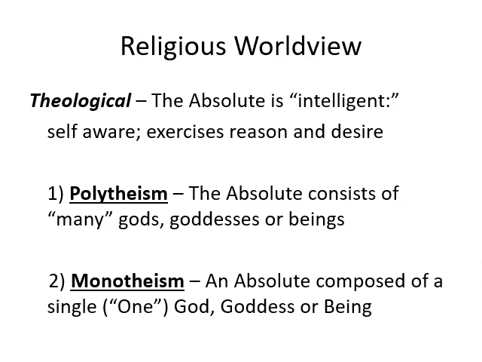So in terms of a theological absolute, this is when the absolute is considered intelligent, that is self-aware, it exercises reason and desire. So if you're reading a creation account and it seems like the creator being is self-aware, that it actually plans things out, that it demonstrates some kind of intelligence, then we are talking about a theological absolute. And there's two ways in which a theological absolute can be expressed. Polytheism, which means that the absolute consists of many gods, goddesses, or beings, and monotheism, where an absolute is composed of a single or one god, goddess, or being.